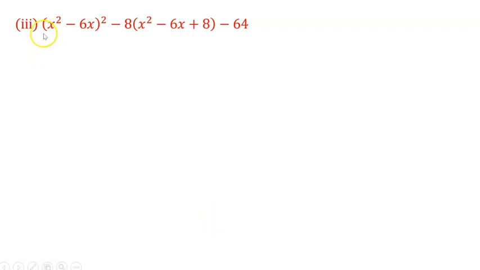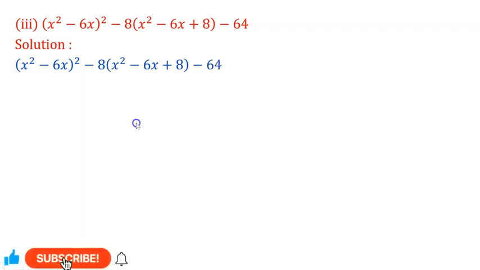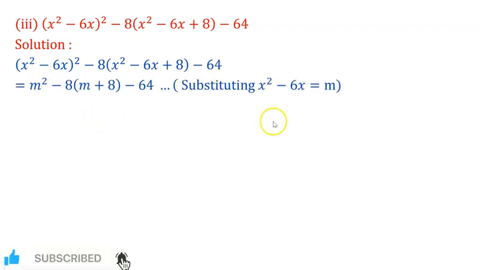Now next, x square minus 6x bracket square minus 8. In next bracket, x square minus 6x plus 8 bracket complete minus 64. If you observe this polynomial, that is here x square minus 6x and here also x square minus 6x is a repeated term. Okay, therefore we will replace here x square minus 6x by another variable and then we will factorize this. See this here. That is, we will replace here x square minus 6x by m.